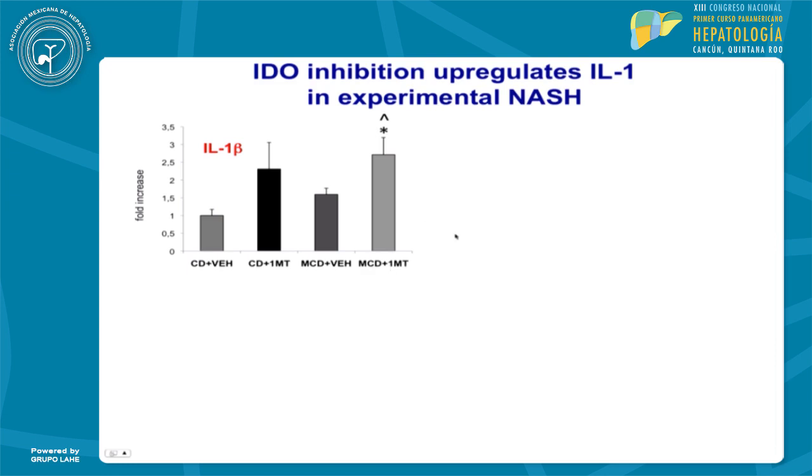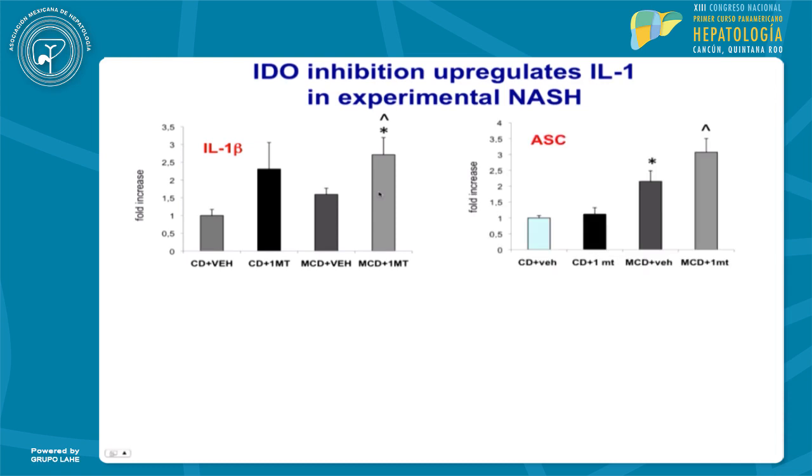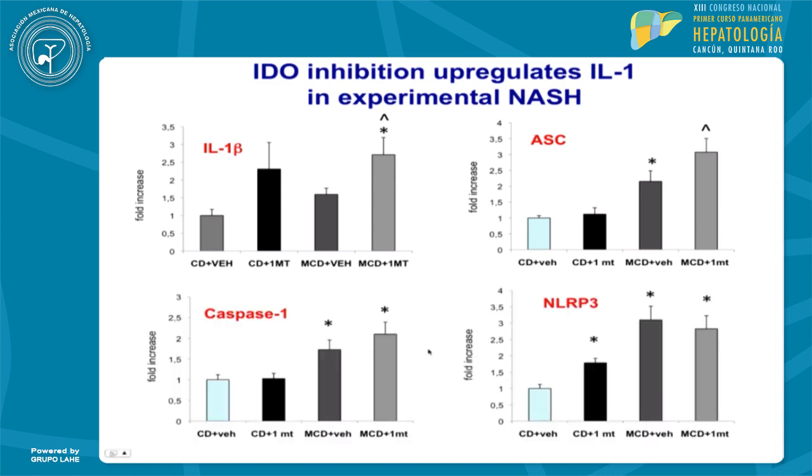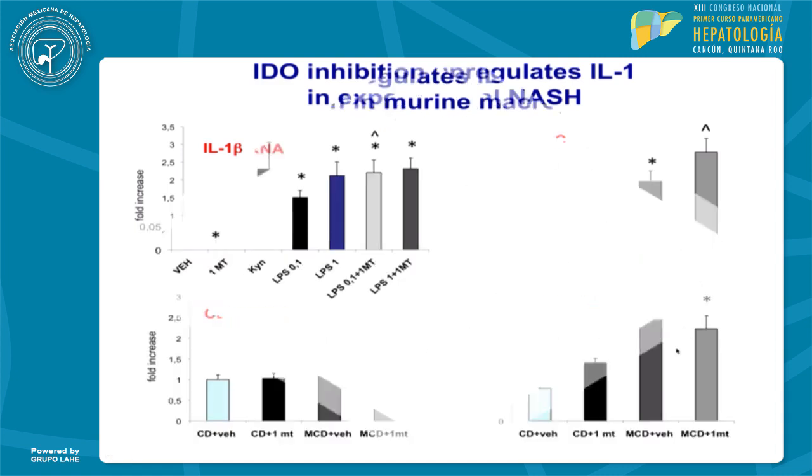So we went back to the mice that I already showed you, the ones that were receiving 1-methyltryptophan. And what we observed is that interleukin-1 beta, that is the final product of the inflammasome pathway, is expressed at higher levels in mice on the MCD diet with 1-methyltryptophan. And 1-methyltryptophan inhibits IDO, I remind you. And also components of the NLRP3 inflammasome, like ASC, caspase-1, and NLRP3 are modulated.